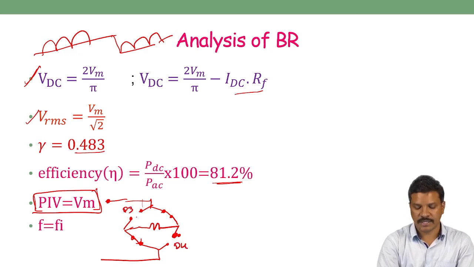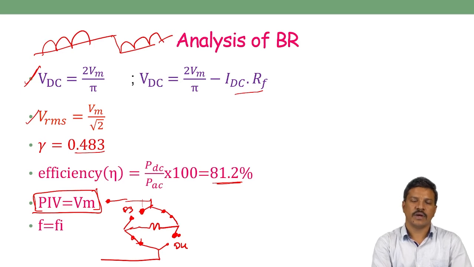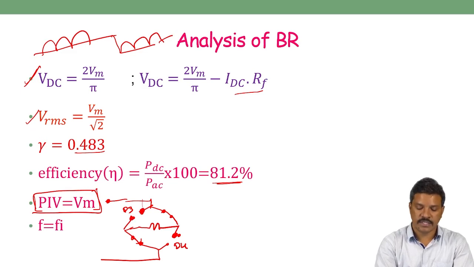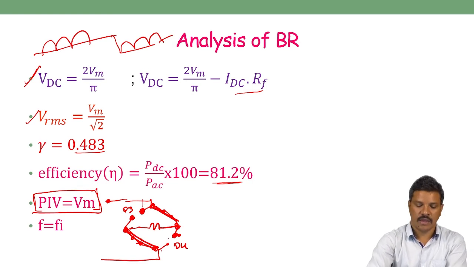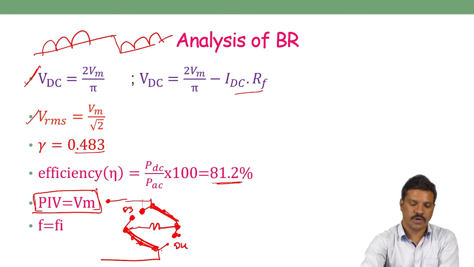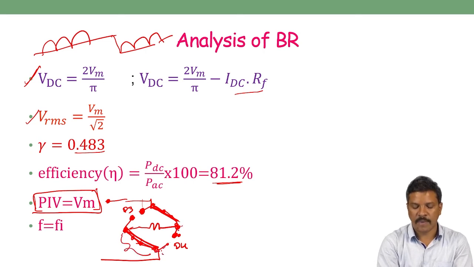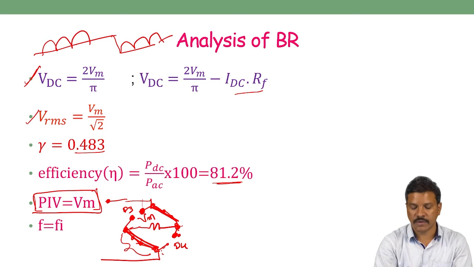What is the peak inverse voltage? It is the maximum rated reverse voltage that the diode can withstand without being destroyed when operated in reverse bias. When the conducting diodes are connected, they are ideally short circuit, so these two points are the same. Then D3 and D4 are connected in parallel, and in parallel the voltage is the same. So whatever reverse voltage is available across Vm, the same reverse voltage is available across D4.